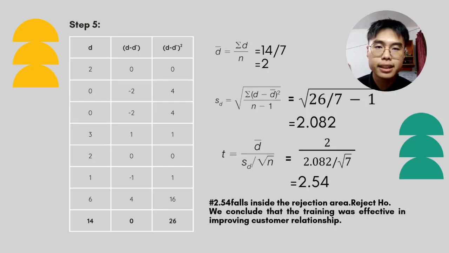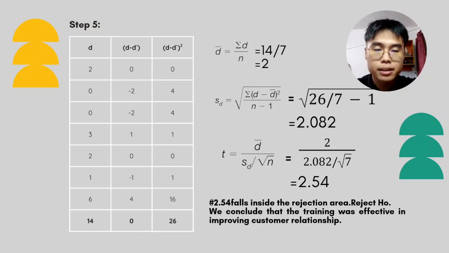Before we find the t statistic, we have to find the mean of the differences between the paired values. The formula is the sum of the differences between paired values over the sample size. The total of the differences is 14 and the sample size is 7, so 14 over 7 is 2. Then we find the standard deviation of the difference, which is 2.082. Then we plug into the t statistic formula, as you can see on the slide, and we get 2.547. This is our t statistic value.